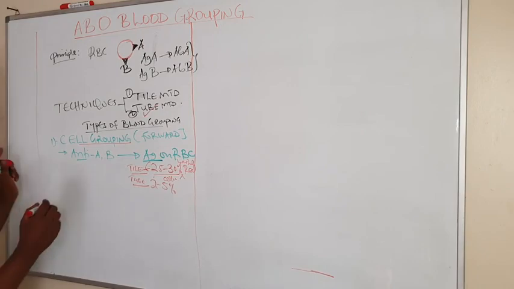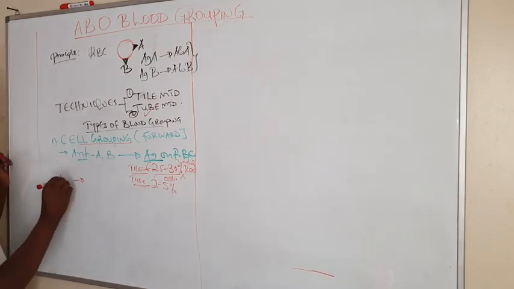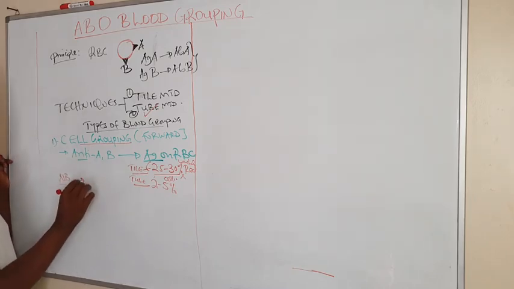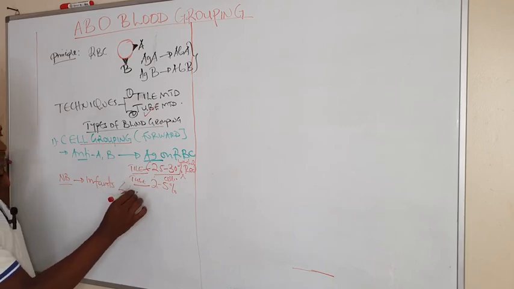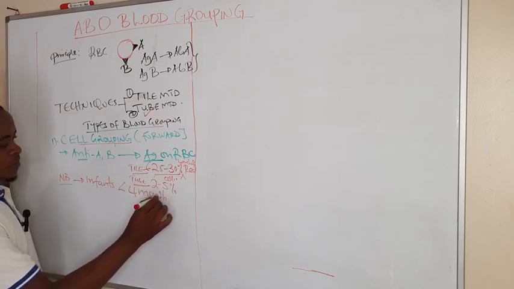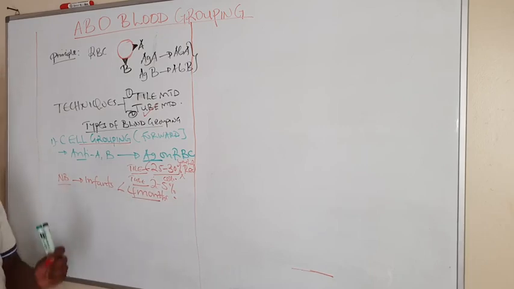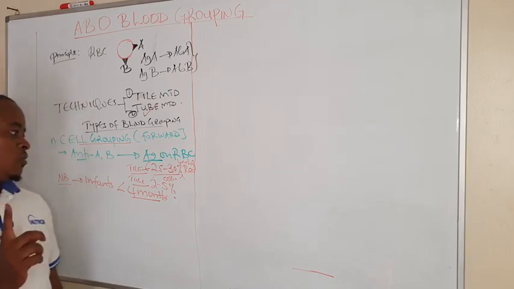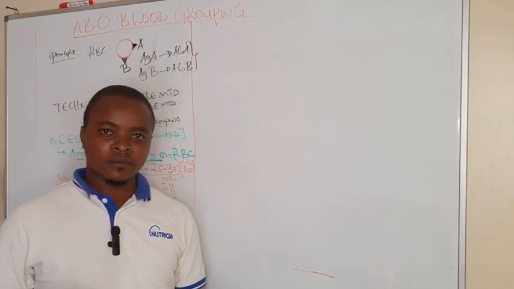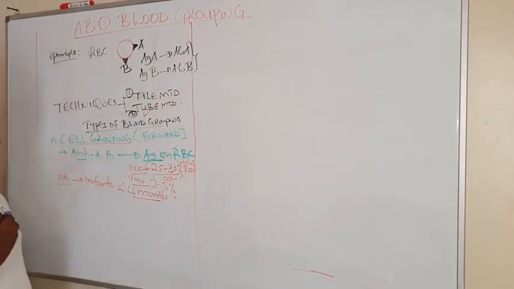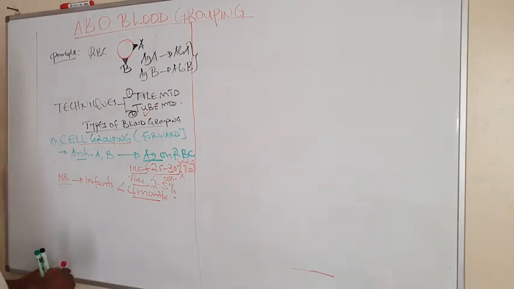This cell grouping is best, and I want you to note, it is most recommended for infants less than 4 months. They are not recommended for another type, only cell grouping. Why? Because they haven't developed antibodies. The antibodies develop after 4 months. So below 4 months, we recommend cell grouping on these infants.